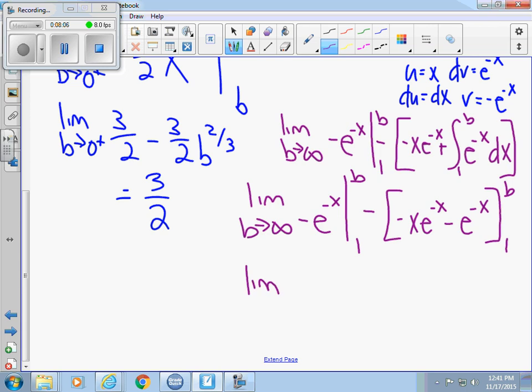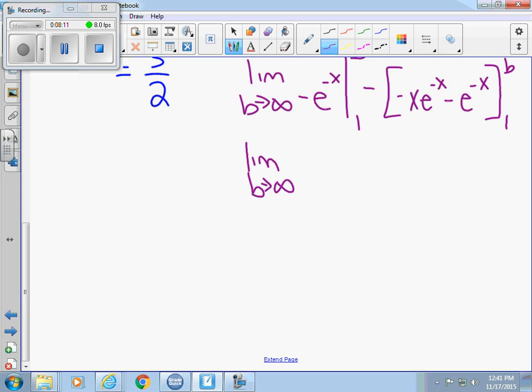So I have the limit as b approaches infinity. I'm going to go ahead and combine this all together, and then it'll all be from 1 to b. Negative e to the negative x plus x e to the negative x plus e to the negative x. Does everyone agree? And so the simplification Joseph is probably talking about is that the negative e to the negative x and the positive e to the negative x cancel, and I'm just left with x e to the negative x.